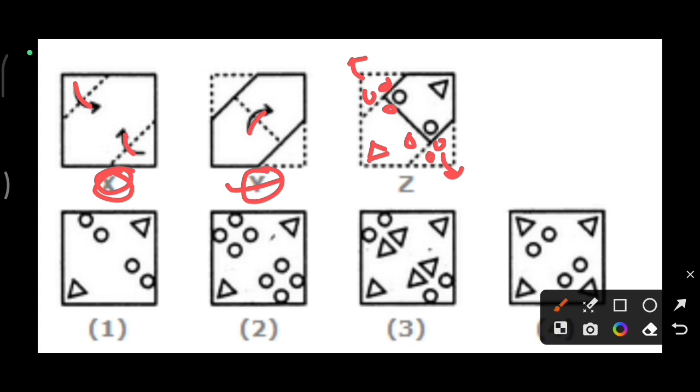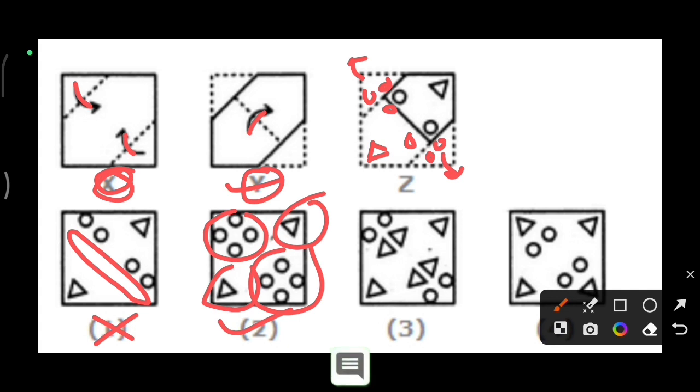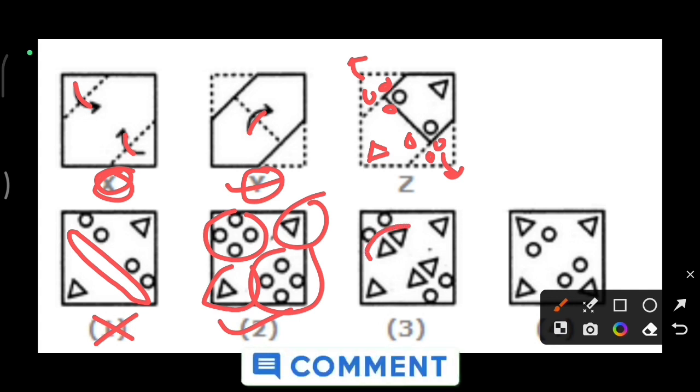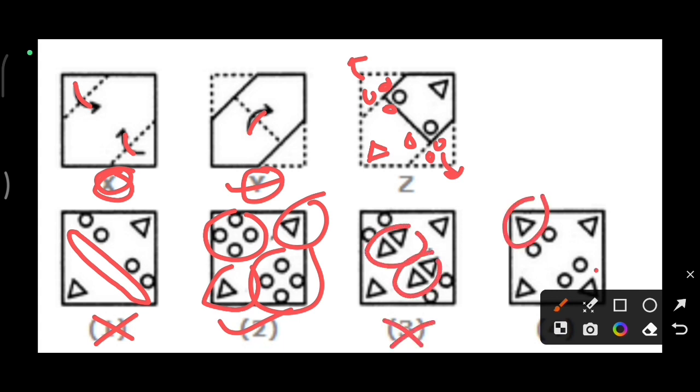In option A, one row is missing, you can see, so not option 1. From option 2 you can see here the 4 and here the 4, yes, and two triangles, yes, this is option 2. Here there is no presence of triangles, so not option 3. There is no presence of triangles here, so not option 4. So this is our option 2.